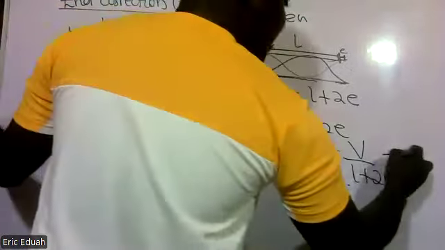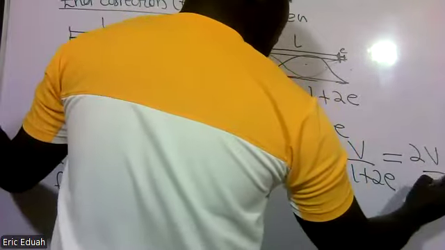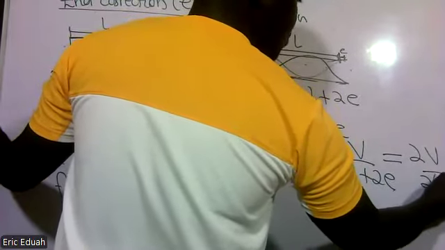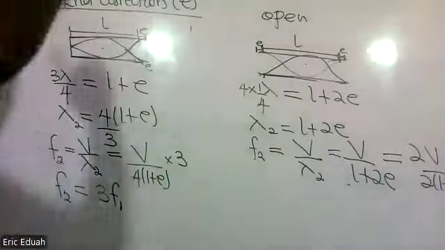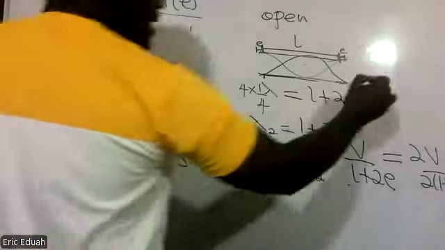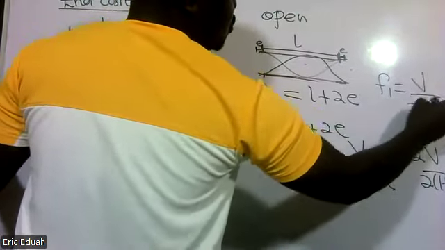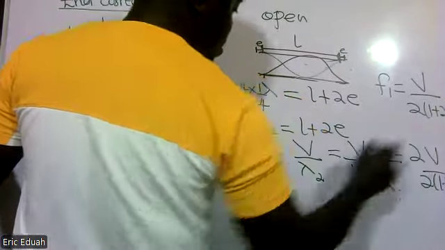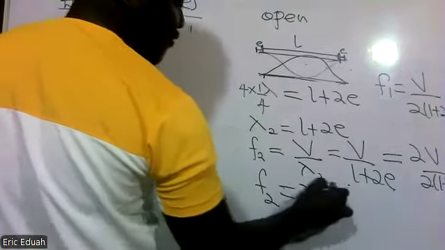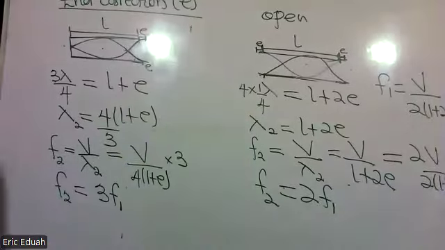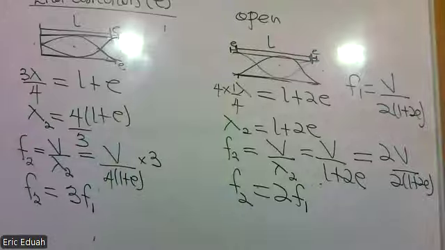Where this can also be expressed as 2V over 2L plus 2E. And because in the first harmonic we had F1 equal to V over 2L plus 2E, we can also deduce that F2 is equal to 2 times F1, following the same trend, with or without end correction.